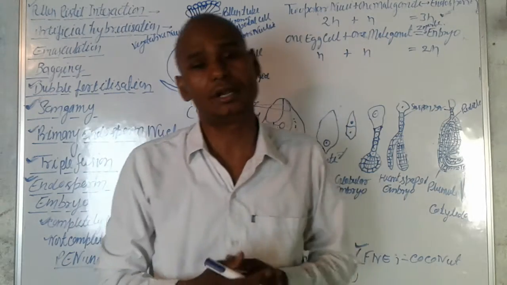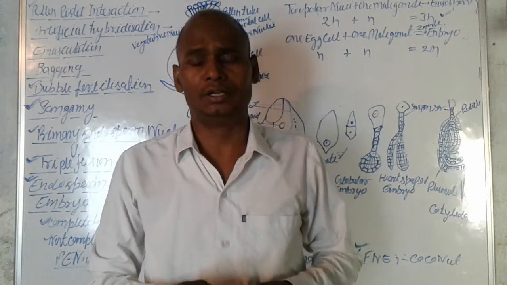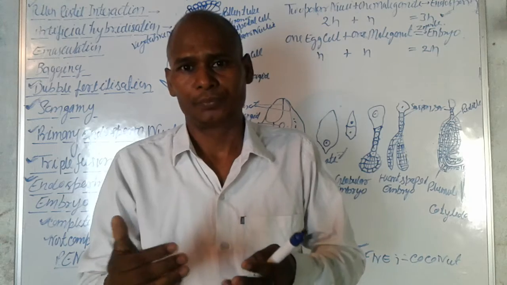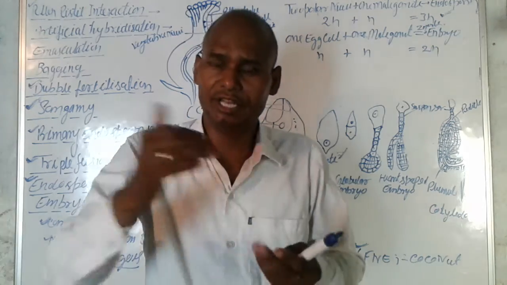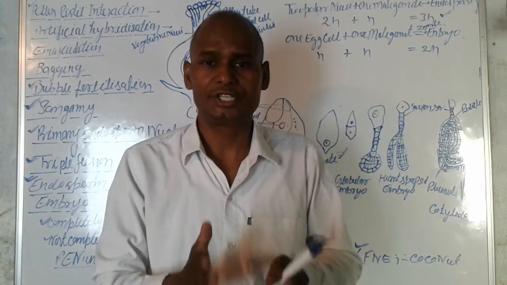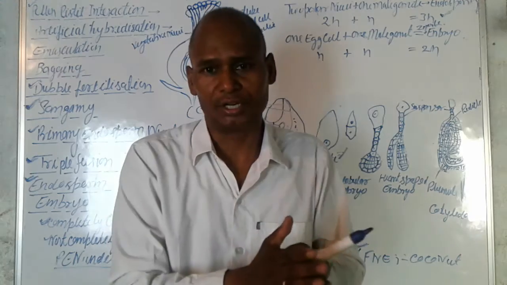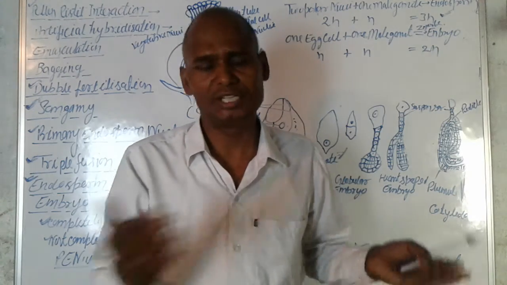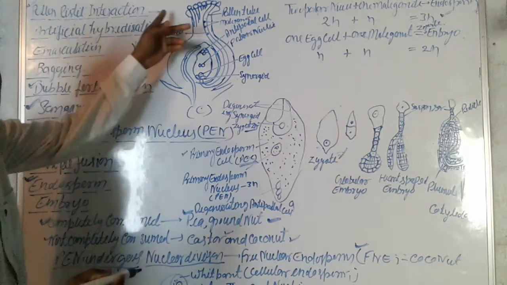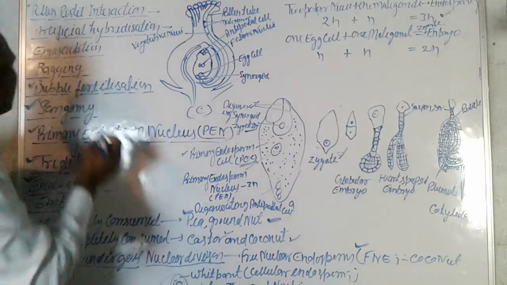What is pollen pistil attraction? We know that during pollination, the stigma accepts only same species pollen grain, not other species pollen grain. This is the pollen pistil interaction.